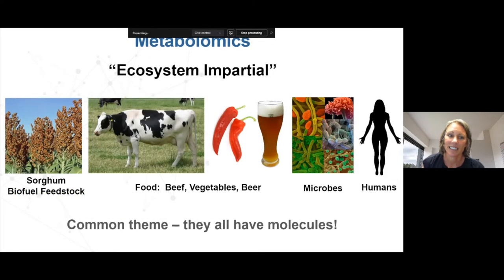So in my laboratory, we like to consider ourselves to be ecosystem impartial. We have a huge range of projects studying lots of different biological systems. For example, we have projects looking at sorghum, which is a plant that's grown for both food production as well as a biofuel feedstock. We have projects looking at all sorts of different types of food. These include animal products, fruits and vegetables, fermented beverages. We look at microbes, and these could be microbial communities, both in the human gut or in the soil. And then also human clinical samples, including feces, urine, and plasma. At the end of the day, no matter what ecosystem we're studying, we end up with a tube full of biological materials that contains a bunch of molecules that we need to analyze.